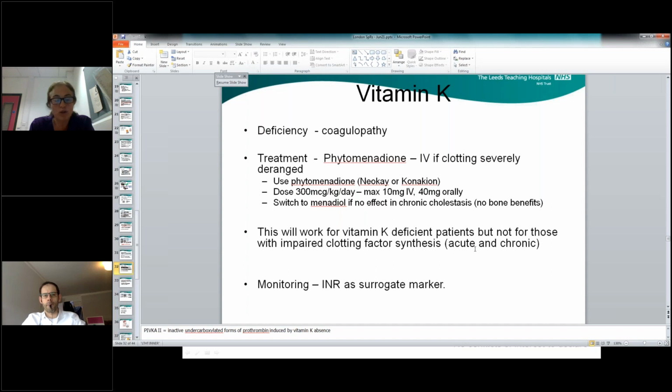The important thing to note is that vitamin K is going to work if you're deficient because of cholestasis, but it isn't going to work if you've got a deranged INR because you're cirrhotic and you've got end-stage liver failure. So no amount of vitamin K will make a difference in that situation. And INR is our surrogate marker, so you can't very easily measure vitamin K.